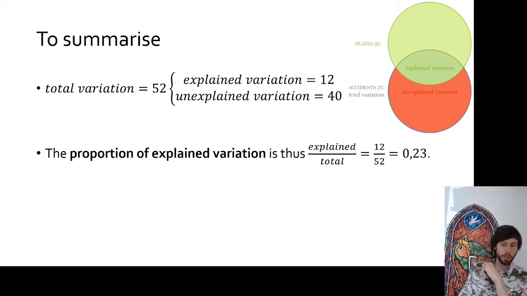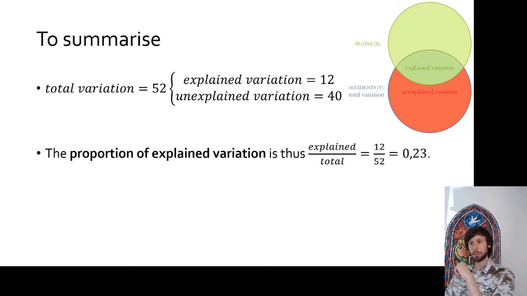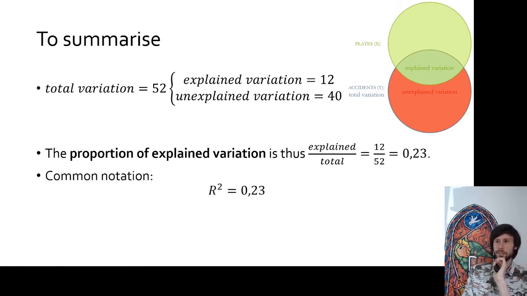Point of interest. We have a symbol for this thing. The proportion of explained variation is often written down using a particular letter. Do you know which letter it would be? It would be R squared. R squared is the common symbol for the proportion of explained variation.